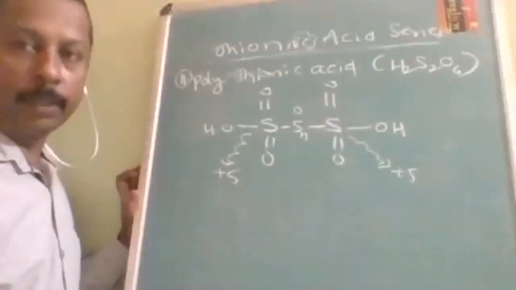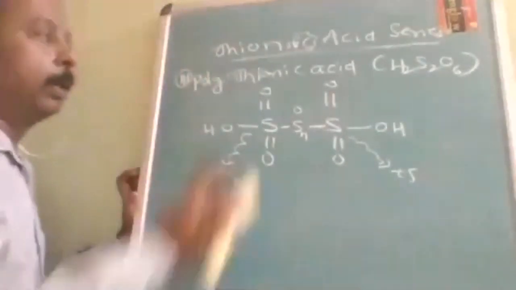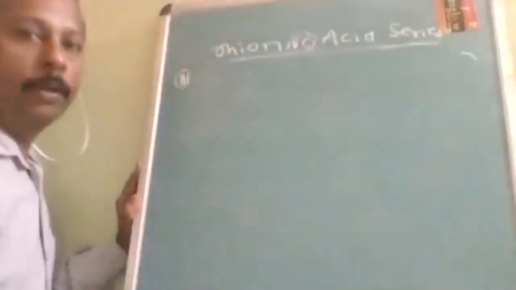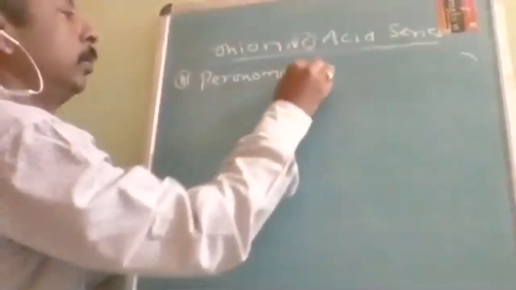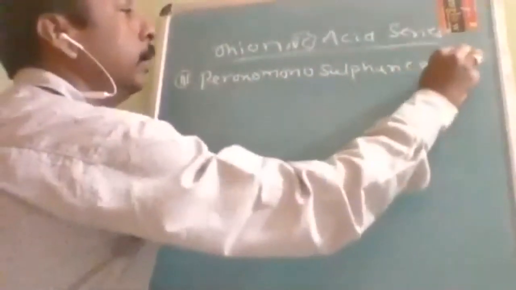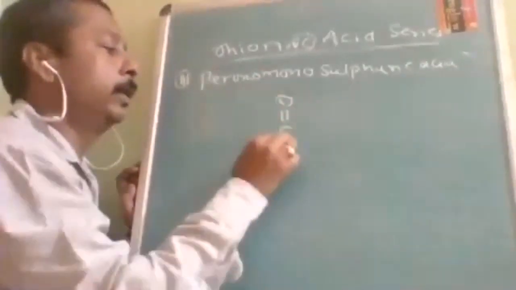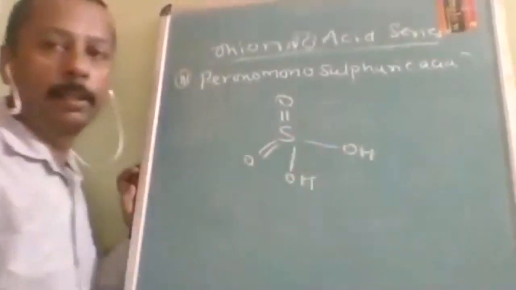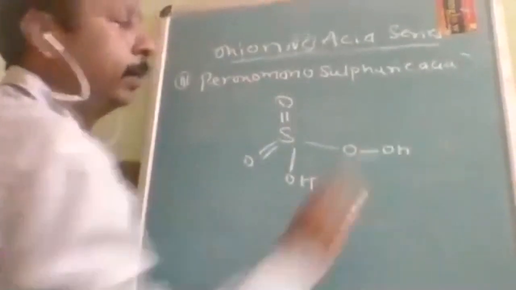Next, peroxomonosulfuric acid. So peroxo, that means the peroxyl linkage is there. Peroxomonosulfuric acid, monosulfuric acid, so a peroxyl linkage is there. This is the normal sulfuric acid, but to include the peroxyl linkage, there will be one peroxyl linkage.